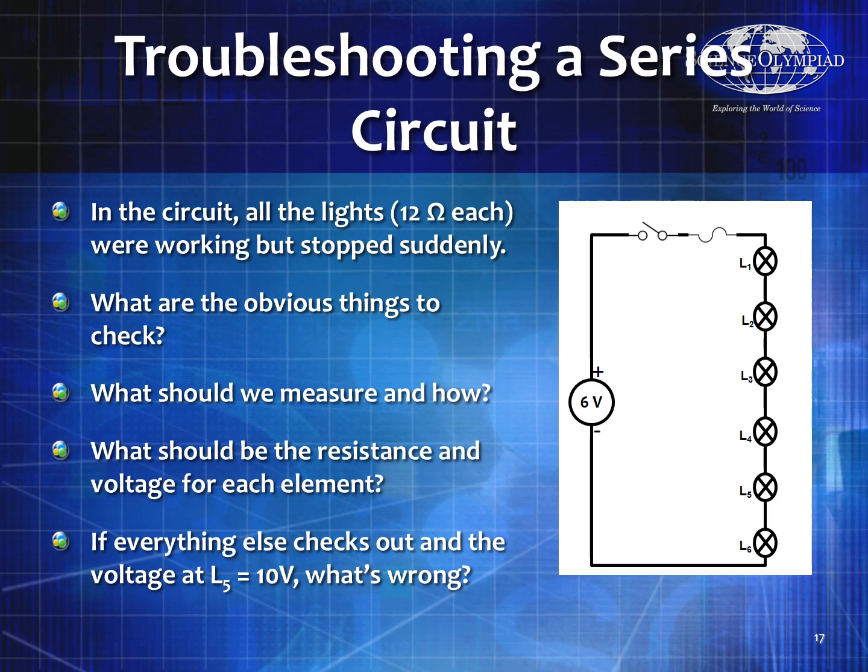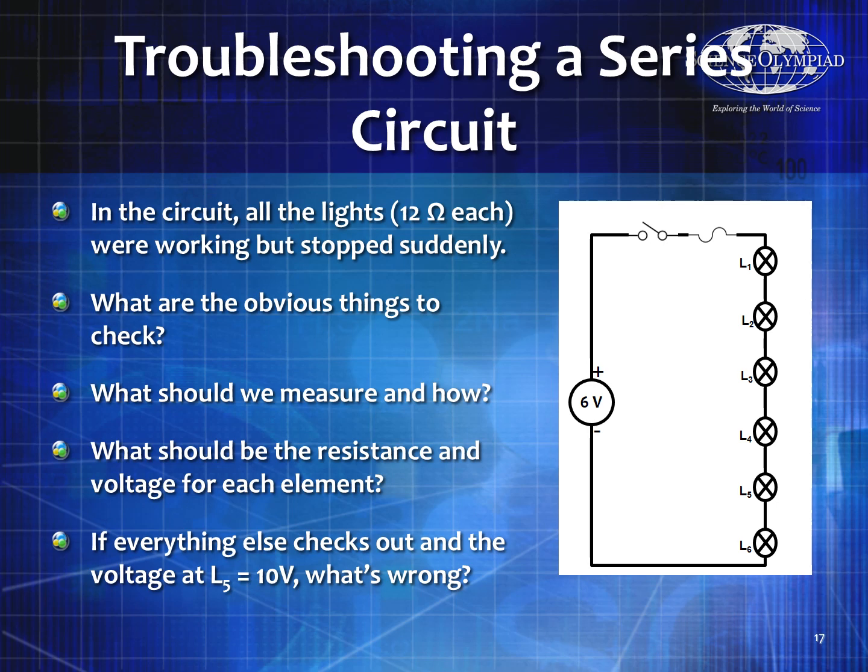Okay, now I also physically look at everything to make sure nothing is loose, no wires are pulled out or anything like that. You know, it could have been my dog ran underneath the Christmas tree and the lights went out. All right, but nope, everything looks good. So I measure the voltage across L1 and it's 0, and across L2 and it's 0, and across L3 and it's 0. I measure the voltage across L4 and it's 0, and across L5 and it's 6 volts.